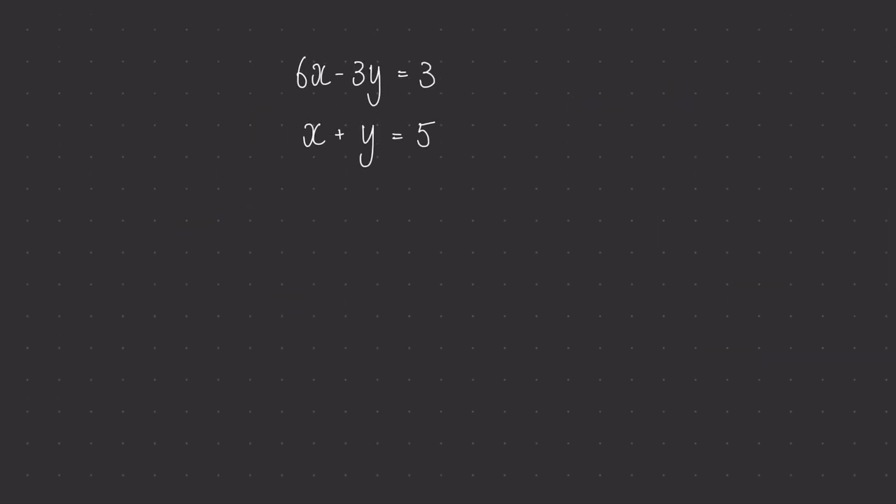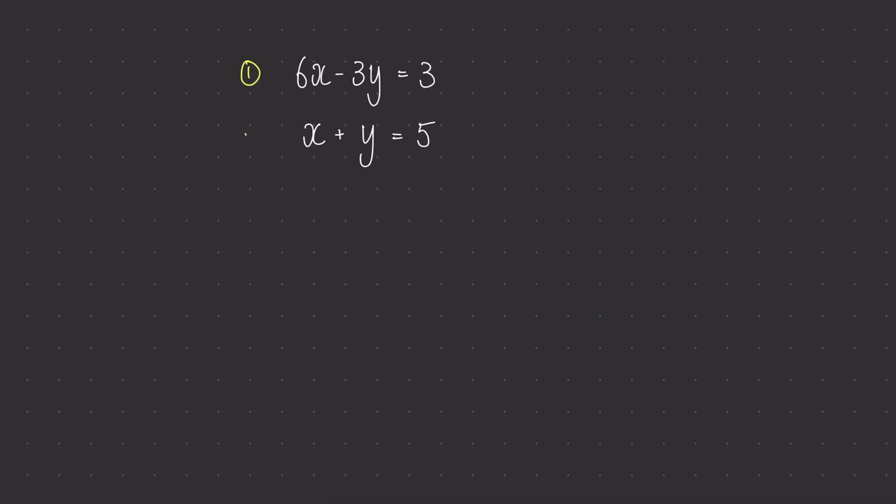Let's have a look at this example. We can see straight away that there are no x's or y's here that can be simply added or subtracted to each other to eliminate that variable. We don't have the same coefficient in front of the x's, and we don't have the same coefficient in front of the y. So that's going to be our first goal. We're going to manipulate the equations to change those coefficients.